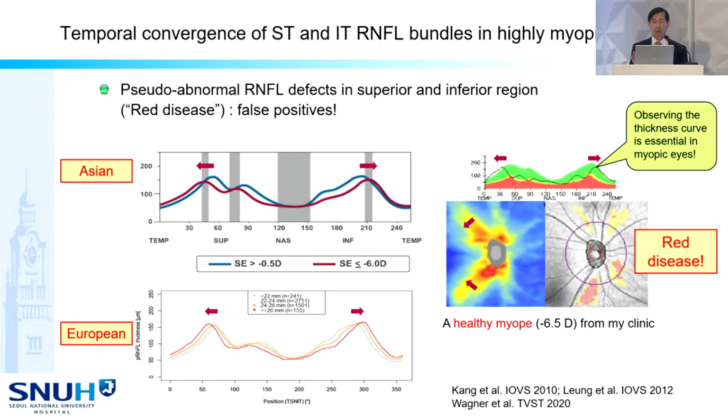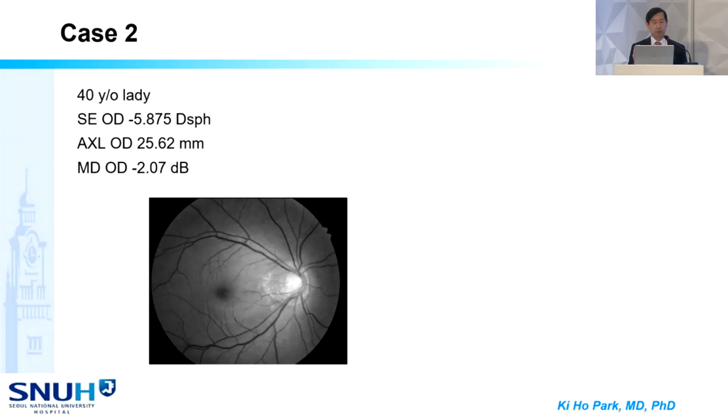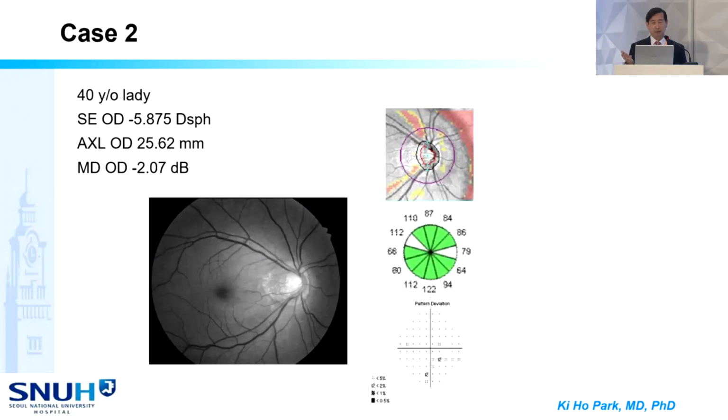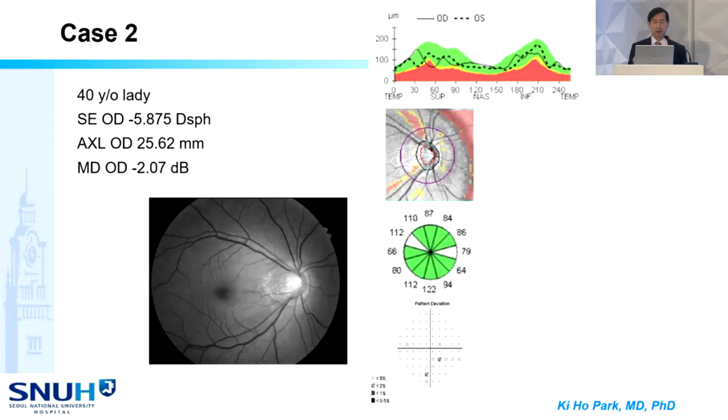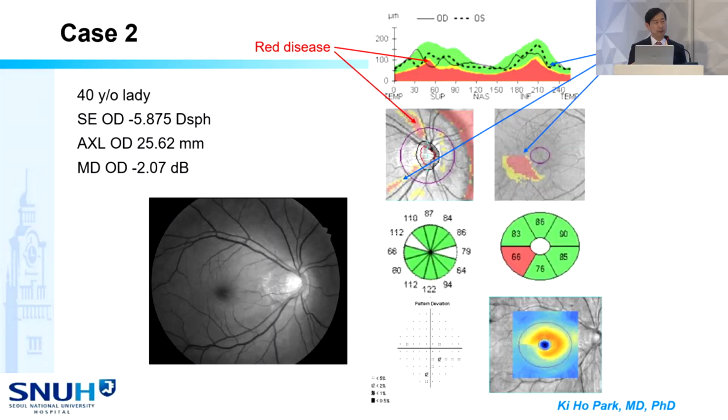So we need to look at the thickness curve in myopic eyes, whether the curve is shifted to temporal or not. So case 2 is a 40-year-old lady, myopic, and an RNFL defect was shown in the deviation map. We need to look at the thickness curve. So the superior part is due to the shifting of the superior solid line to the temporal side. So it is red disease. However, the inferior temporal RNFL defect, which is also shown in the RNFL photography, is a real defect, and it can be confirmed by the GCIPL deviation map.